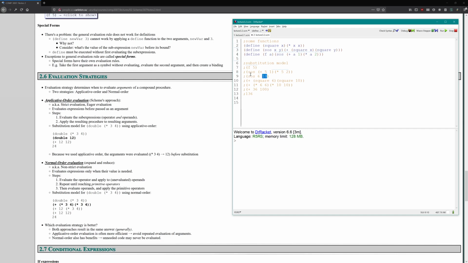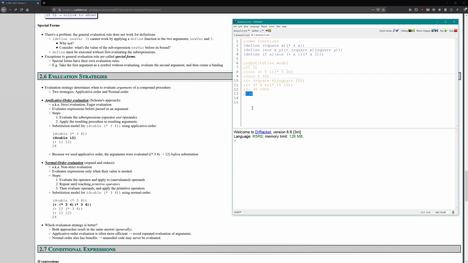and then we can do the application step where we move into the body of sum of squares, so plus square x square y, where x is 6 and y is 10. And that gives us that line, and then we reduced from there, substituting square to become times 6, 6 and times 10, 10, and then just arithmetic till we got to 136.